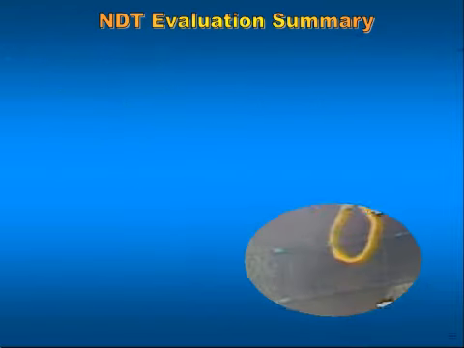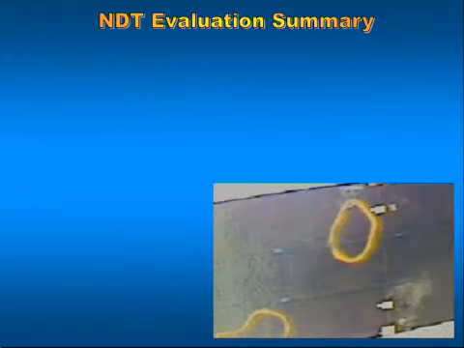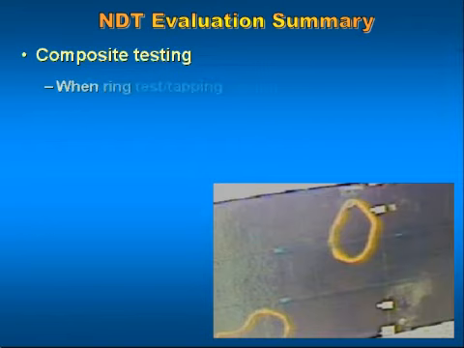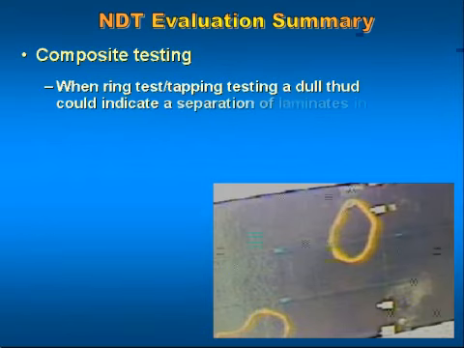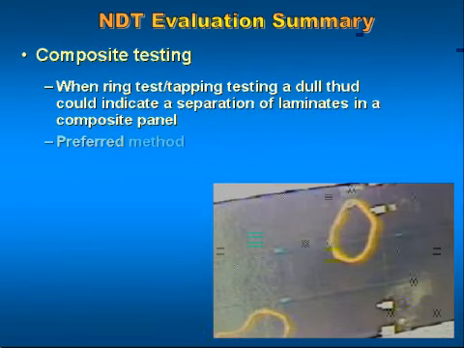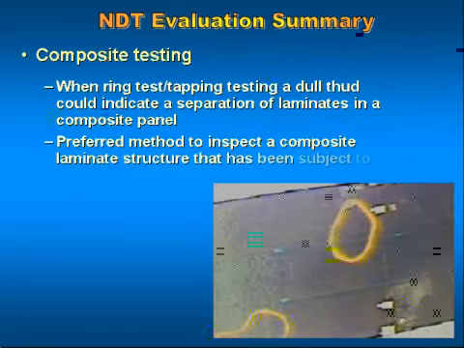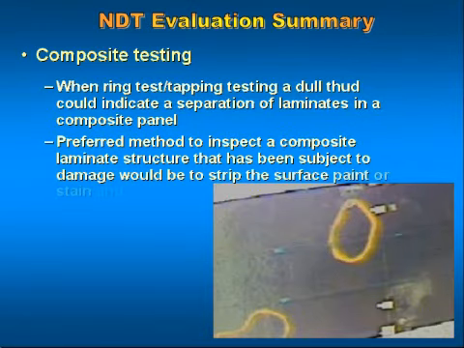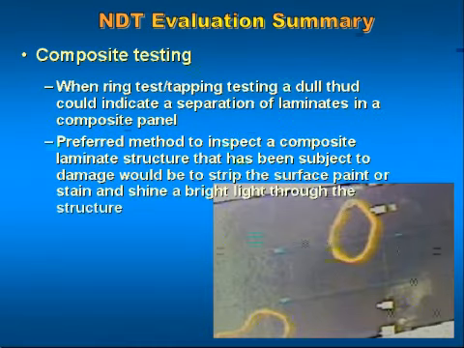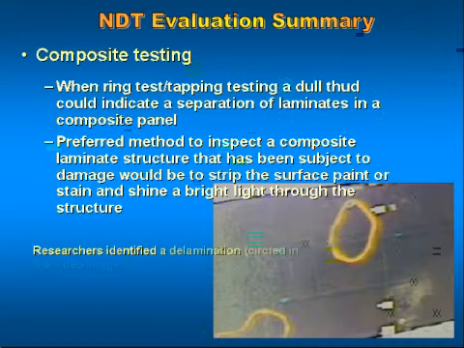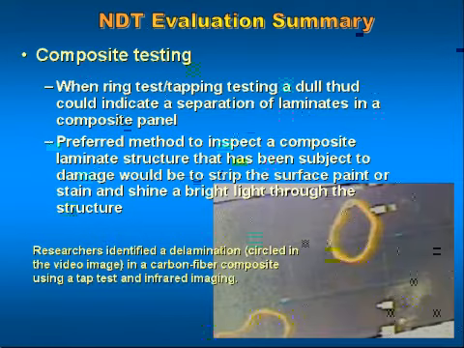There are two accepted methods for testing composites. The first method is the ring tap test. When ring tap testing is performed, a dull thud could indicate a separation of laminates in a composite panel. The second method is a visual examination involving the use of a bright light. This preferred method examines composites that have been subject to damage.